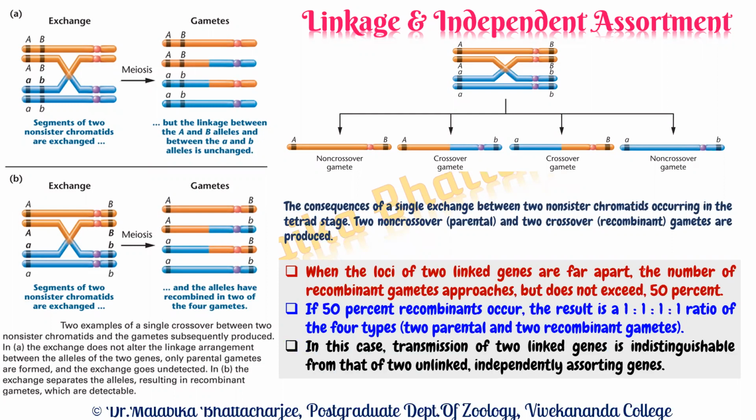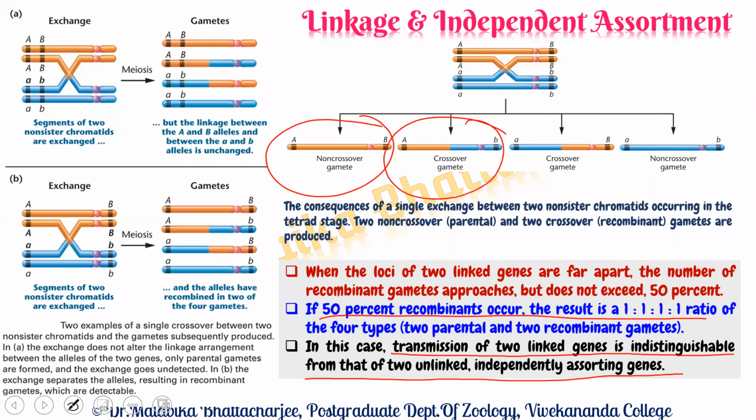Now, we do not know if we have a scenario like this. The gametes are produced in the ratio 1:1:1:1. Then, in this case, the transmission of the two linked genes is indistinguishable from that of two unlinked, independently assorting genes. So, if the genes are linked and yet are giving a gamete ratio of 1:1:1:1, we are getting four categories of gametes, remember. We will not be able to distinguish whether the genes are linked or unlinked. So this is what the concept states here.